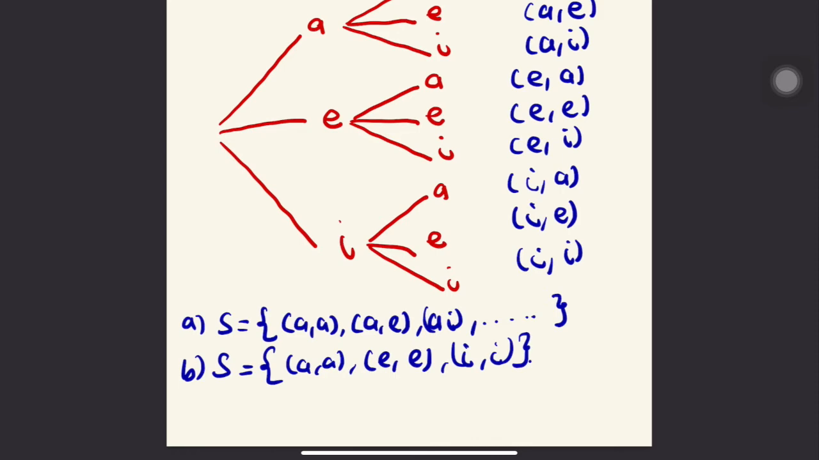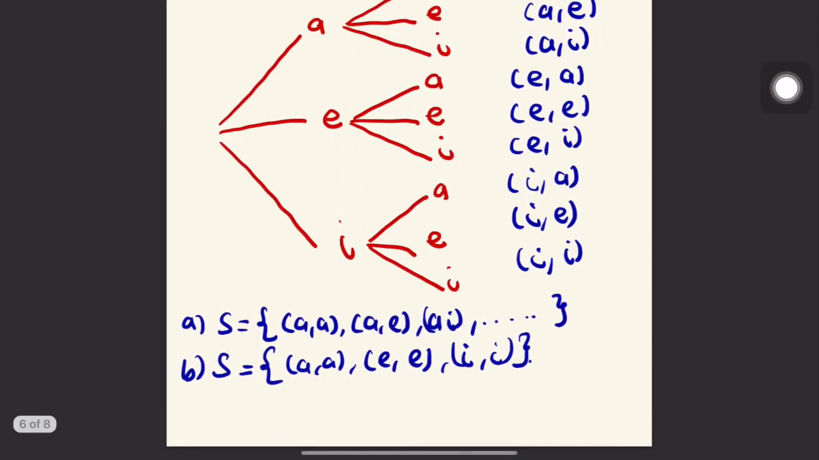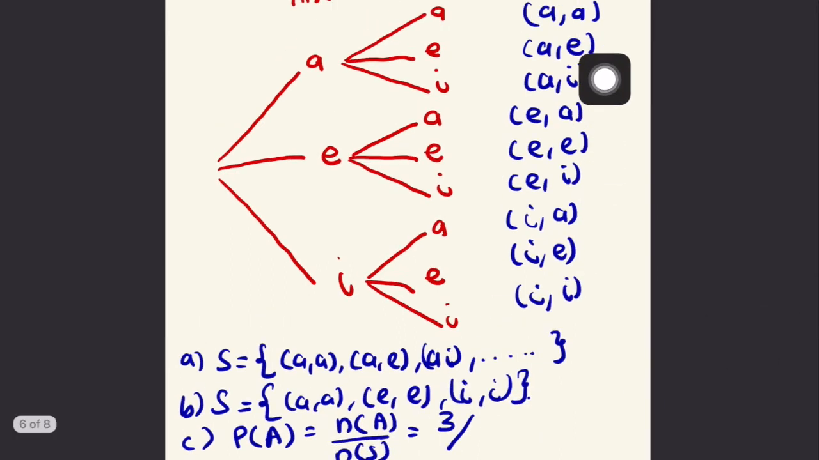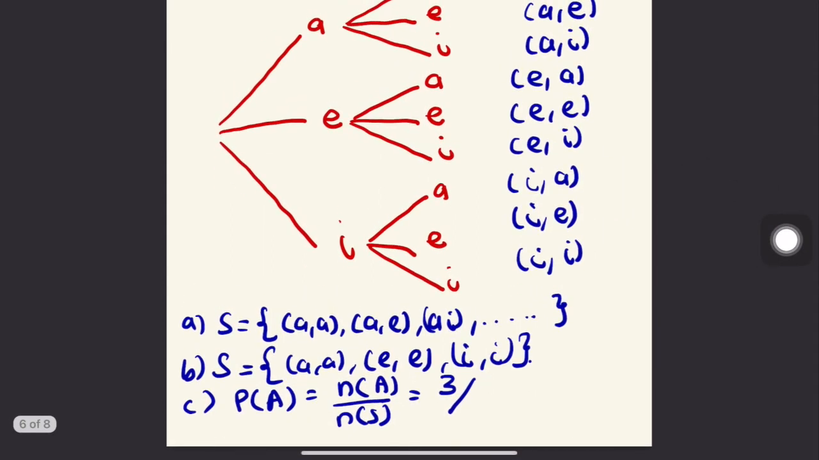Okay, last one. Calculate the probability of the complement of an event for experiment B. Okay, so nak cari ni C. So probability A, for example, is equal to number of A over number of S. Number of sample yang berlaku pada B adalah 1, 2, 3. So 3 over total sample space kita ada 1, 2, 3, 4, 5, 6, 7, 8, 9. So the probability is 3 over 9.